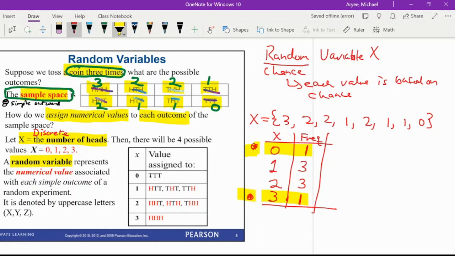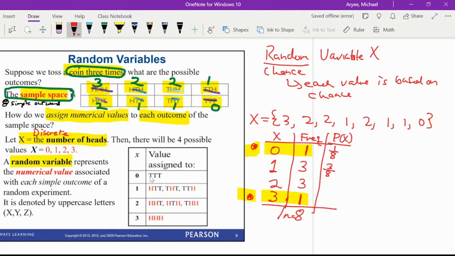Now I can go ahead, knowing that the sum is 8, and find the relative frequency, which is the same as probability. The relative frequency of 0 is 1 out of 8.